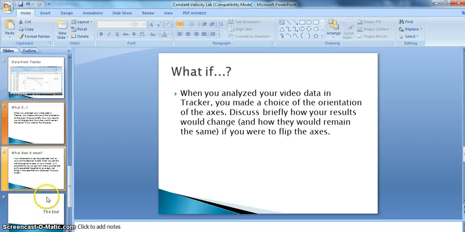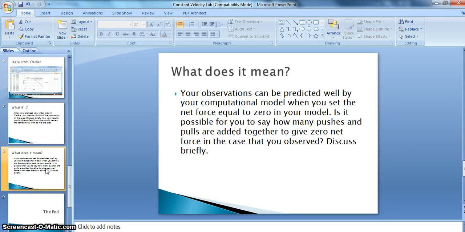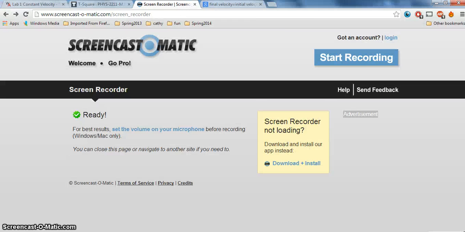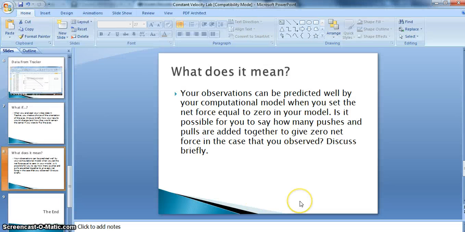Moving on to our next question, what does it mean that my observations can be predicted well by the computational model when I set the net force equal to 0? As you can see in VIDLE, I did set the force right here equal to 0. But how do I account for that?